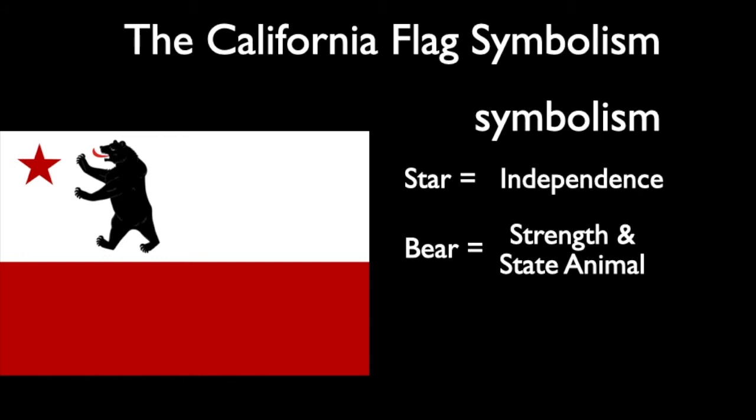We have the bear that is on the current California flag, but it's very different. This bear looks very aggressive and like it's about to attack that star, and the tongue sticking out almost looks like it's breathing fire. The current bear is much more of a friendly-looking bear. This imagery was important because they just fought a revolution and felt very, very passionate about their new independence.